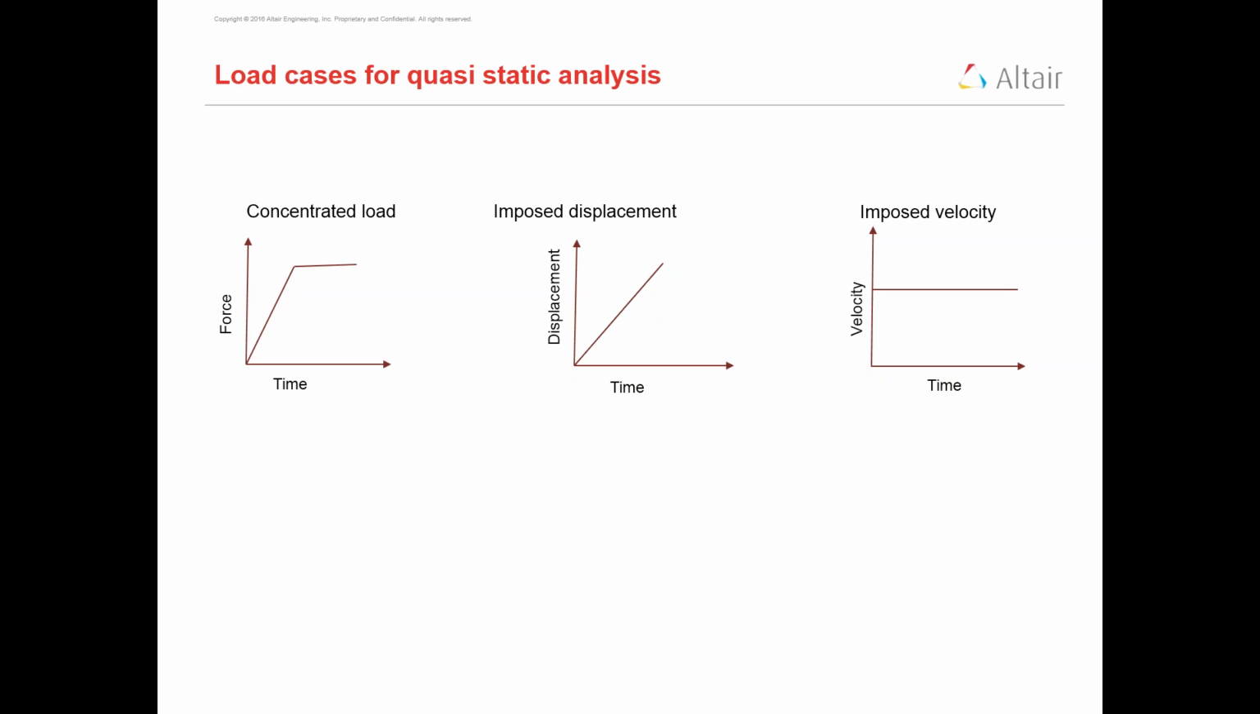Also, the load curves should be something like this. For a concentrated load, it should start with 0, 0, and we ramp it and we hold it. For an imposed displacement, it should start with 0, 0 and we ramp it. And for an imposed velocity, it should be constant. This is not a stone-written rule, it doesn't have to follow these curves.